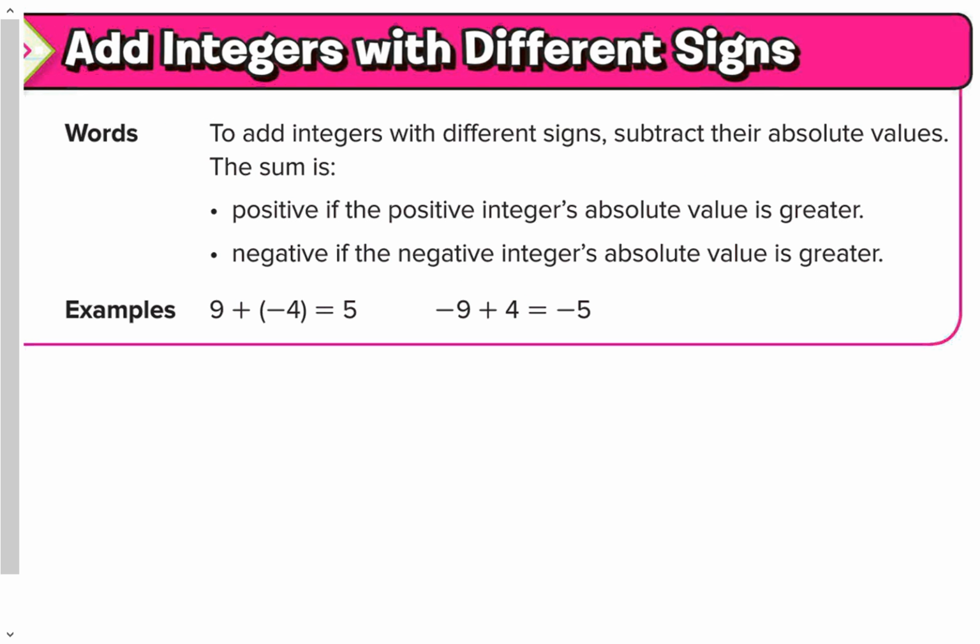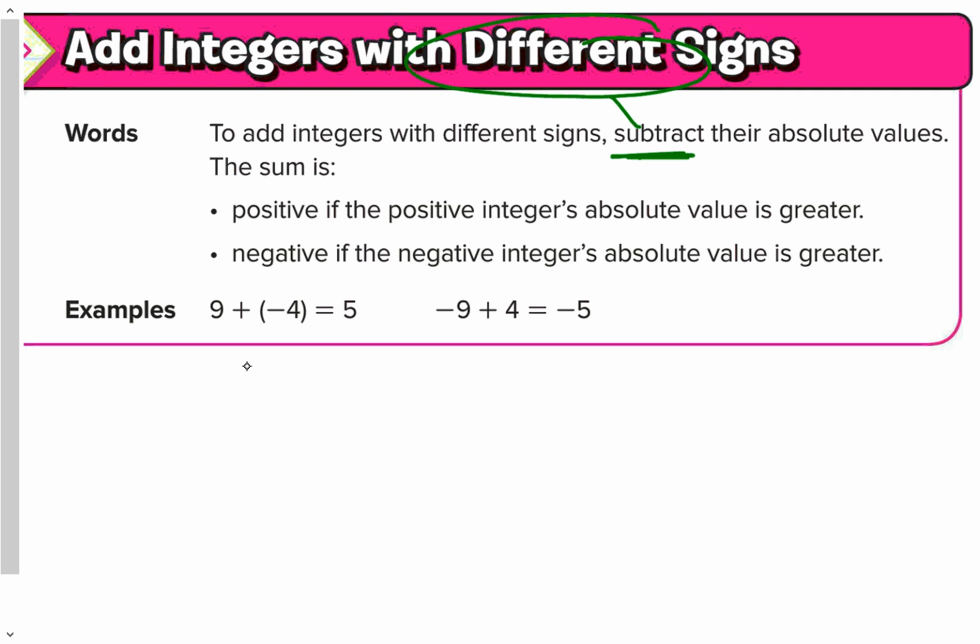Okay, now we're going to move on to adding integers with different signs. To add integers with different signs, we're going to subtract their absolute values. So if they're different signs, you're going to subtract instead of add their absolute values. The sum is positive if the positive integer's absolute value is greater. Negative if the negative integer's absolute value is greater.